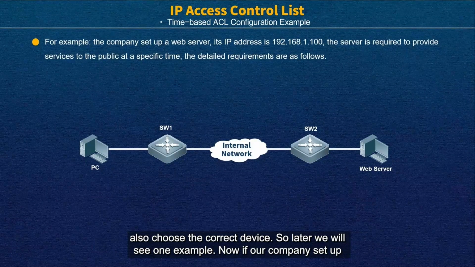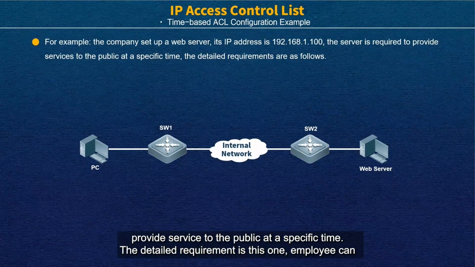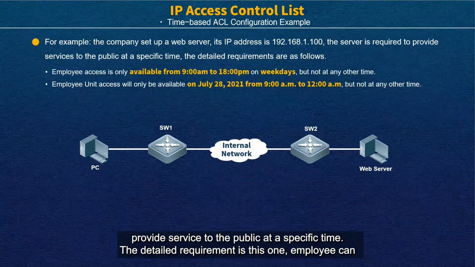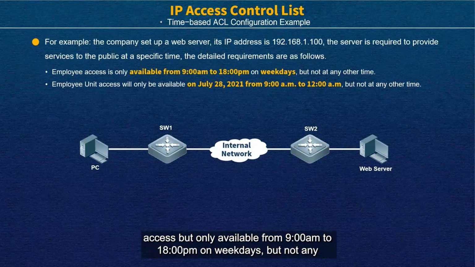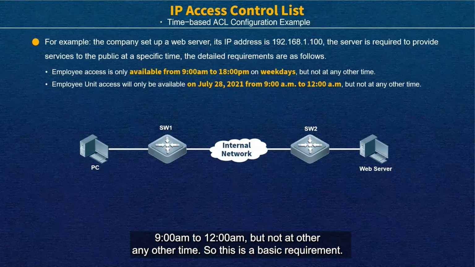Now, if our company set up a web server, and the IP address is 192.168.1.100, and the server is required to provide service to the public at a specific time, the detailed requirement is this one. Employees can access, but only from 9 o'clock a.m. to 18 o'clock p.m. on weekdays, but not at any other time. The second one, the employee access is only available on July 20th, 2021 from 9 o'clock a.m. to 12 o'clock a.m., but not at any other time.